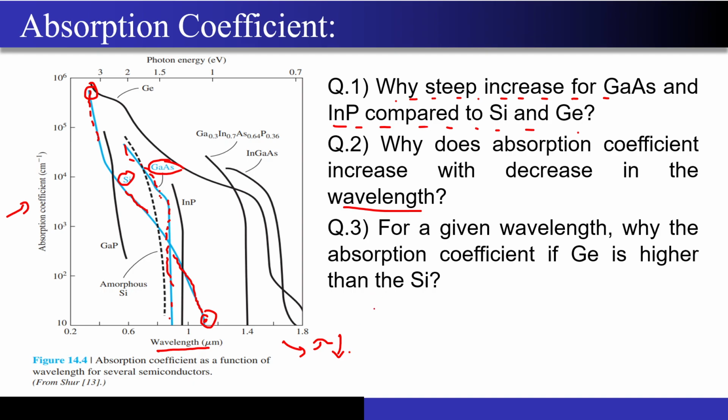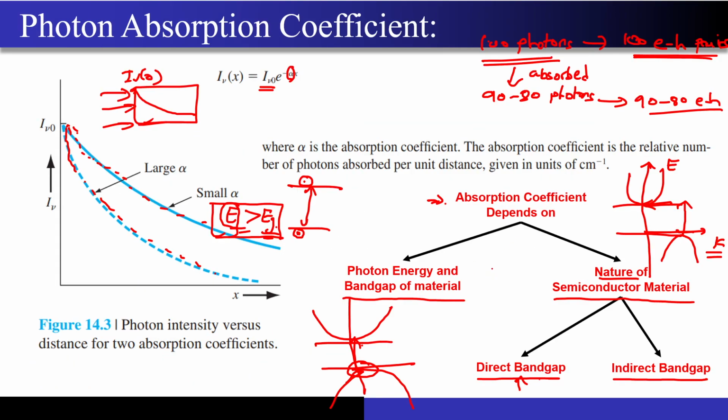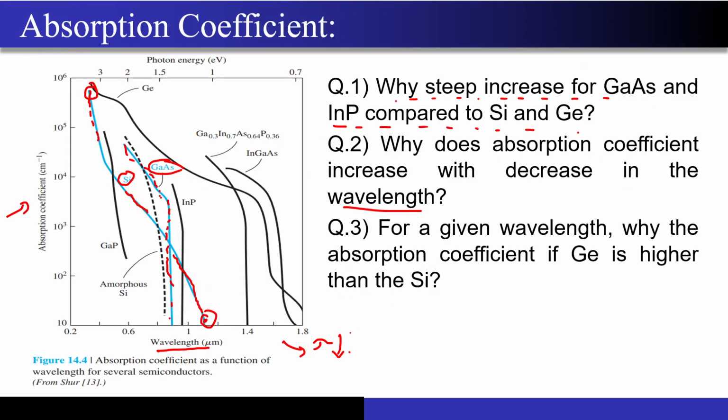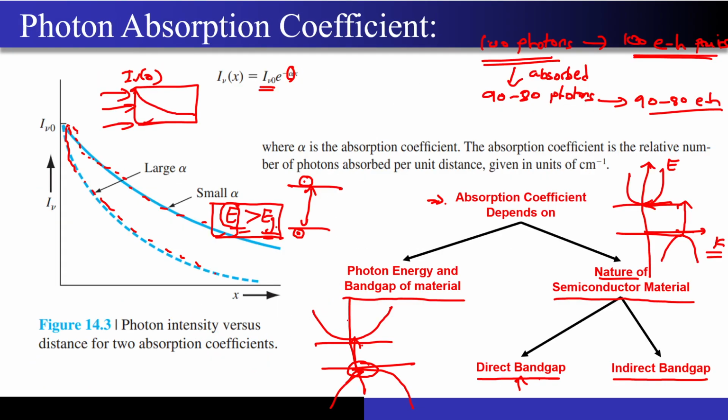So now based on the flowchart that I have drawn over here, can any one of you please answer what is actually happening when I decrease the lambda? Why does the absorption coefficient increase when I decrease the lambda? Can any one of you please tell me? Just look at the flowchart.